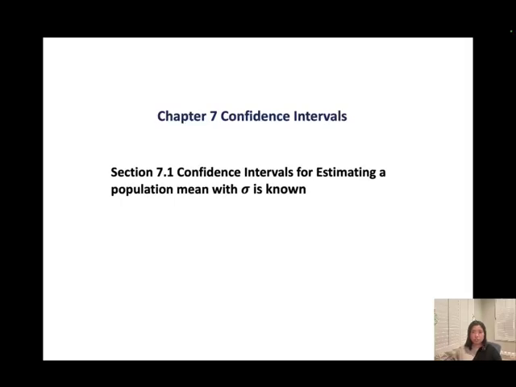Chapter 7, Confidence Interval. Section 7.1, Confidence Interval for estimating a population mean with standard deviation known. We know the population standard deviation and we want to find the confidence interval for the population mean.